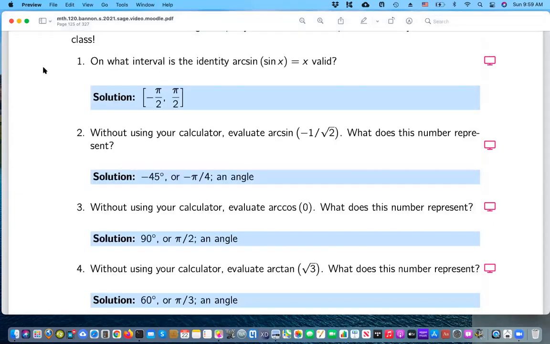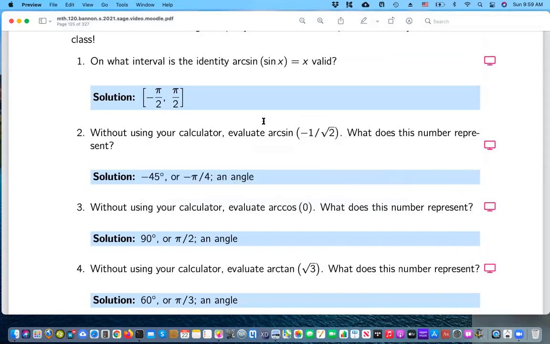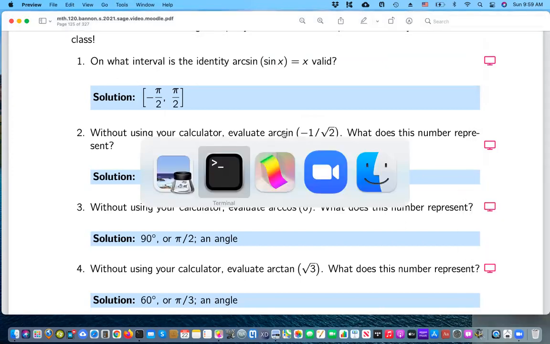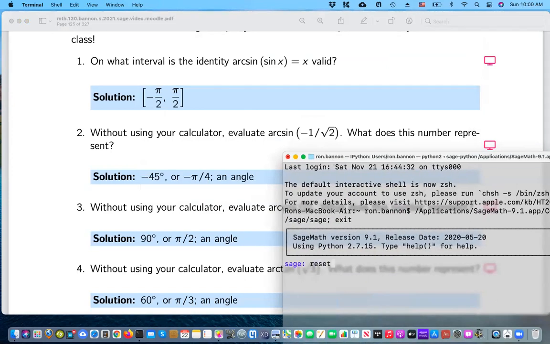I'm going to keep going through the notes, and I'm going to start using Sage now. All right, let's take a look. I'll do number 2. I'm going to reset, and then I'm going to put arc sine of minus 1 divided by the square root of 2. It's minus 1/4 of pi, which is exactly what you said it is. And again, I'm not going to convert it for you, but you could if you wanted to.